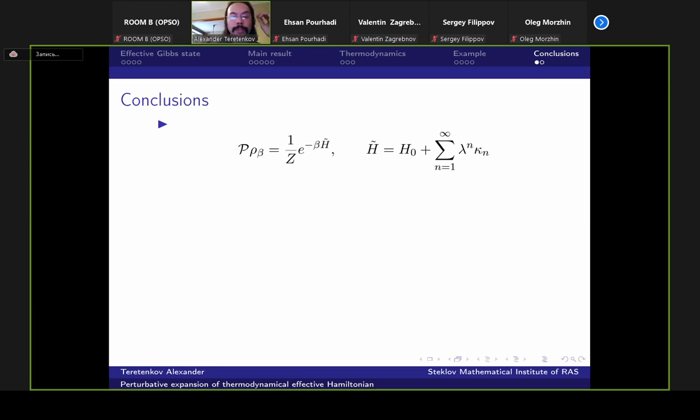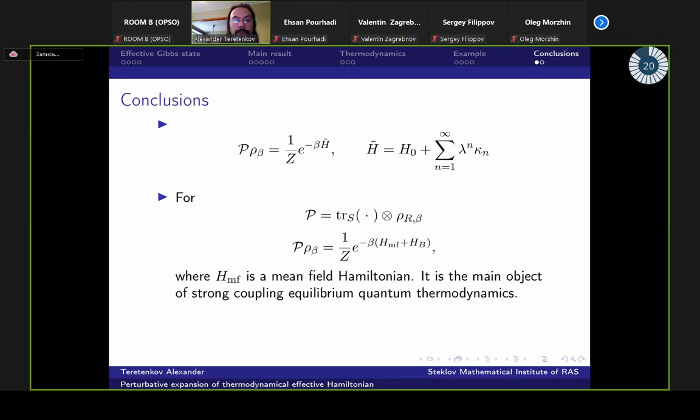We have considered the perturbation theory for such an effective Hamiltonian, and what is important for further generalization is that we just take some projector, some projection superoperator, and consider some effective Hamiltonian for such a projector. Why am I interested in this story?